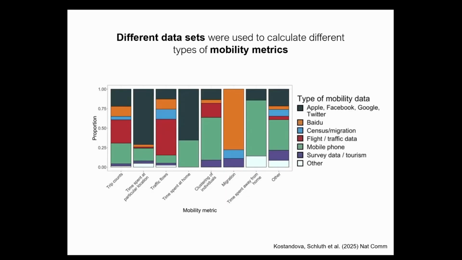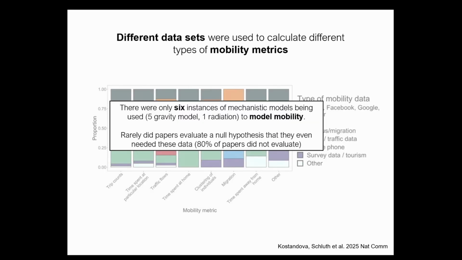We also found that different data sets would be used to calculate different types of mobility metrics. Oftentimes when we think of mobility, we think of just how many trips occurred between a location A and a location B. But some of them also were calculating how much people were spending time at home, how people were clustering, how many people were away from home or spending time at different locations. And there are very few instances where one data set was only used in one particular kind of metric. It was used across the board.